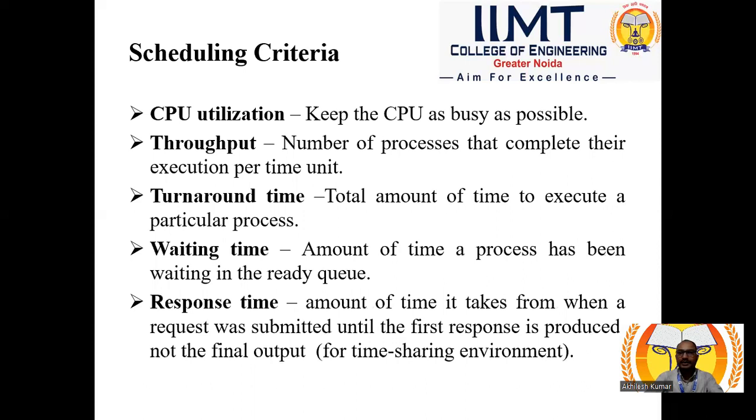Scheduling criteria. There are different scheduling criteria available. First one is CPU utilization: we keep the CPU as busy as possible. Next one is throughput. Throughput is the number of processes that complete their execution per unit of time. Next one is turnaround time. The total amount of time to execute a particular process is known as turnaround time. Next one is waiting time. The amount of time that a process has been waiting in the ready queue is known as waiting time. Next one is response time: the amount of time it takes from when a request was submitted until the first response is produced, not the final.